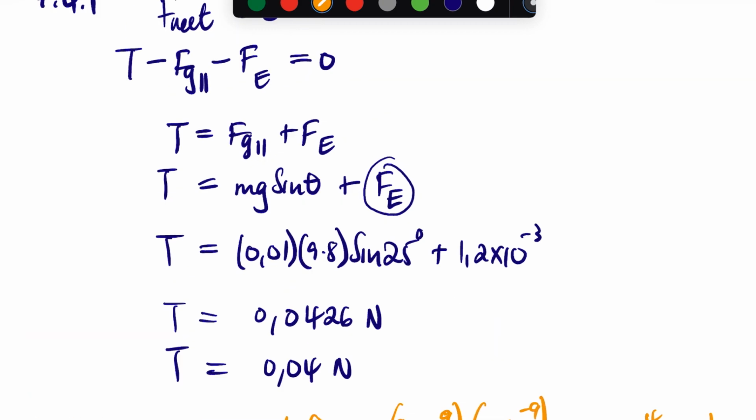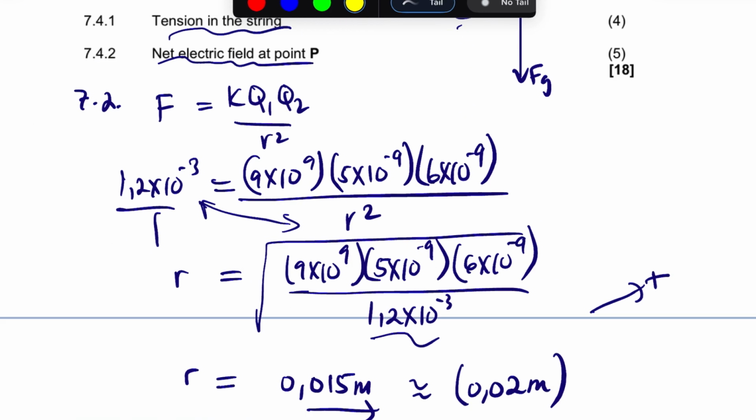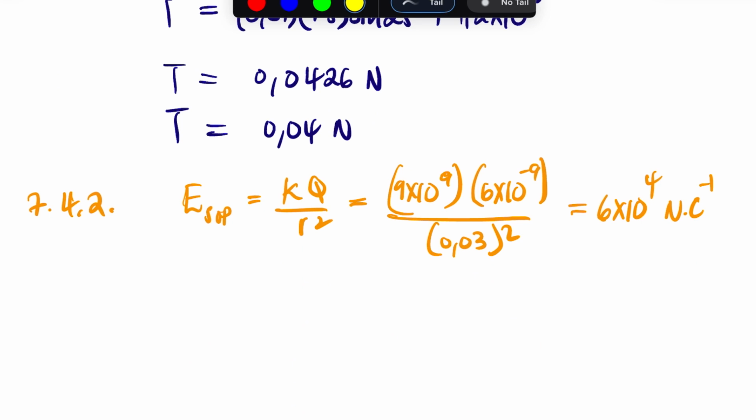And the direction of S on P, I told you it's going down the slope. So it's down the slope. And remember, I choose up the slope as positive and down the slope as negative.